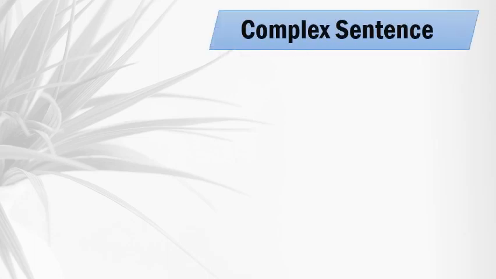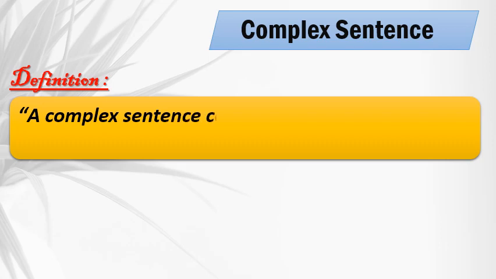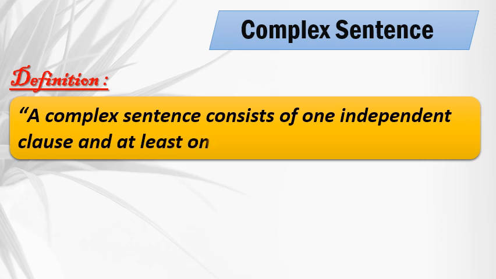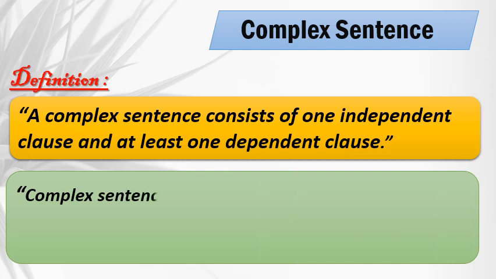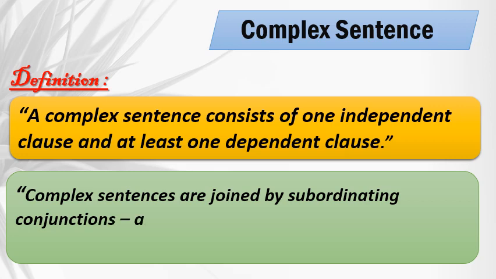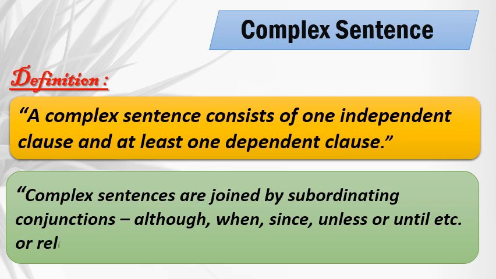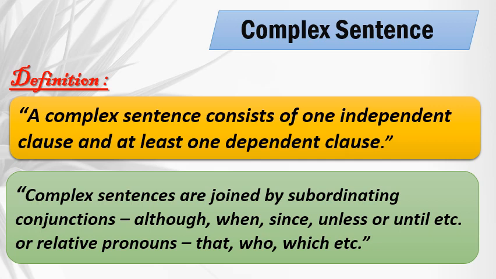Now let us move to another kind of sentence, that is the complex sentence. What is a complex sentence? A complex sentence consists of one independent clause and at least one dependent clause. Complex sentences are joined by subordinating conjunctions like although, when, since, unless or until, etc. or relative pronouns like that, who, which, etc.